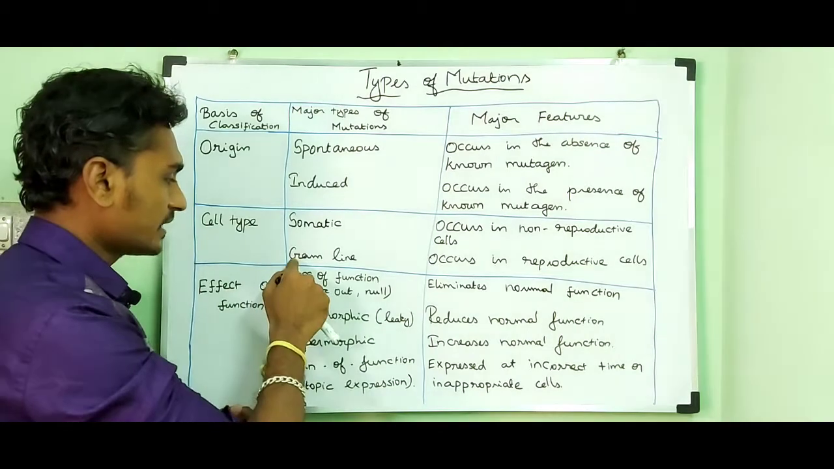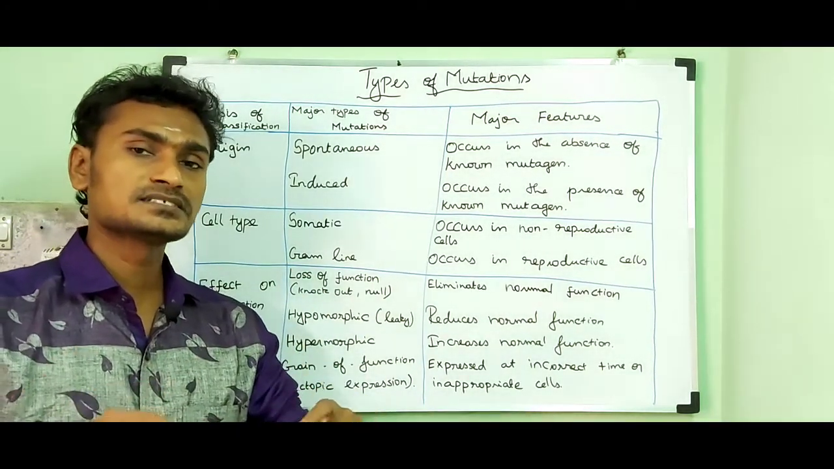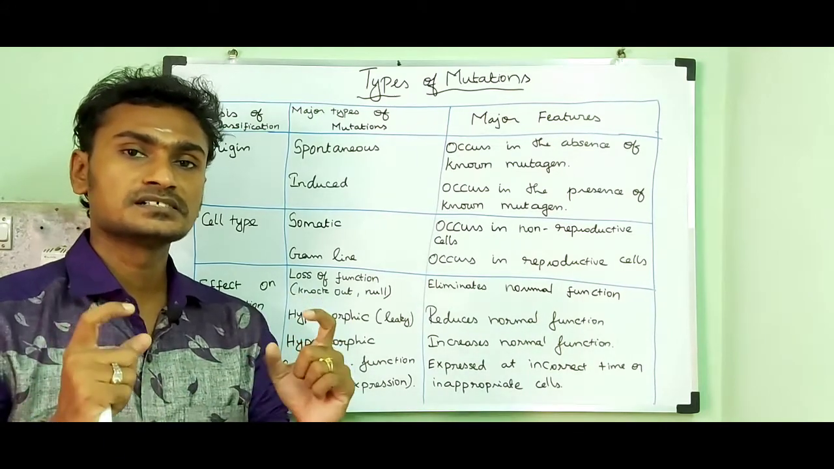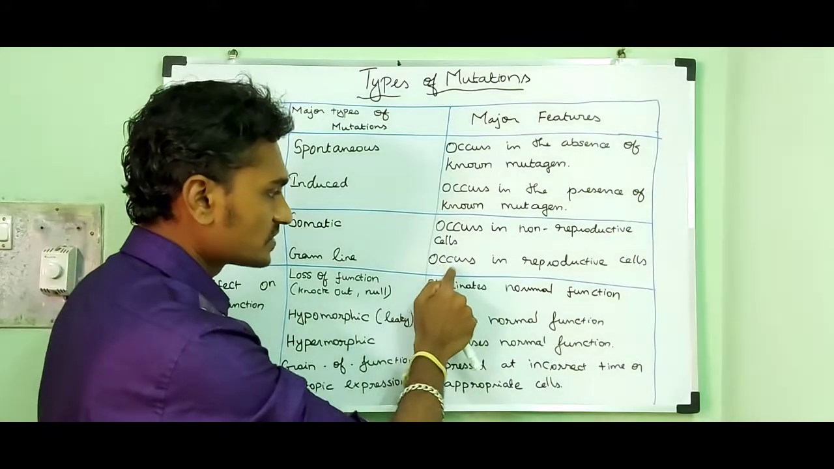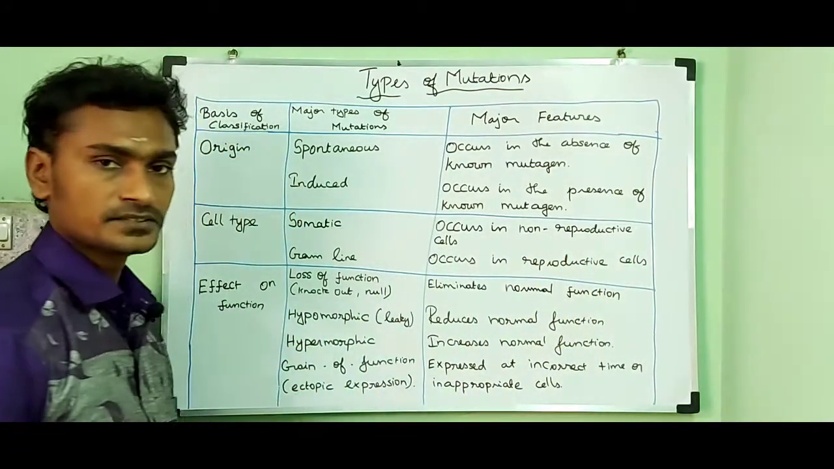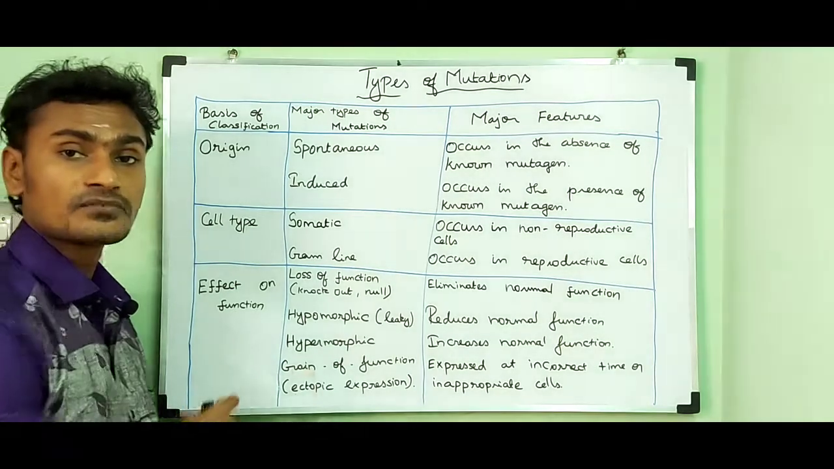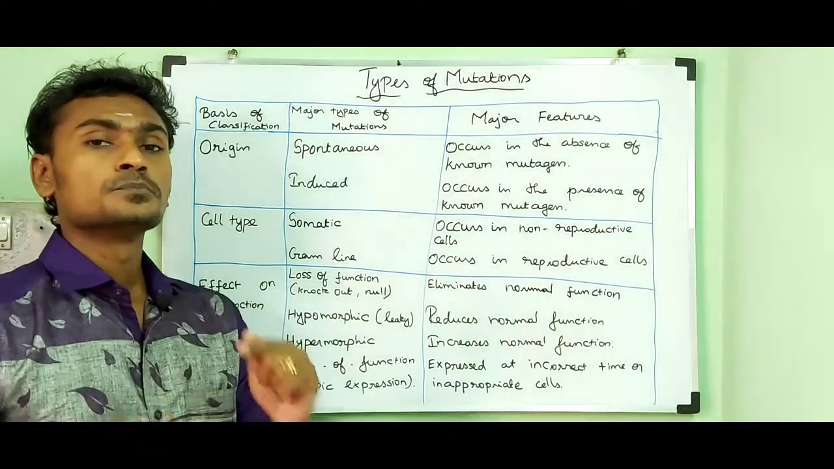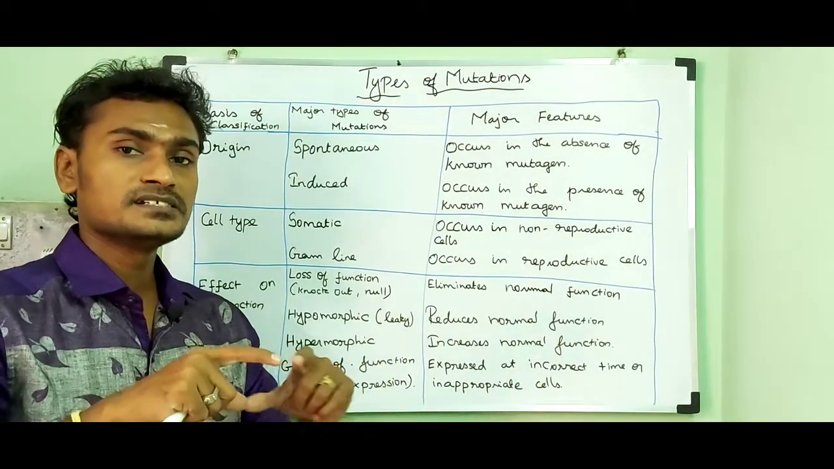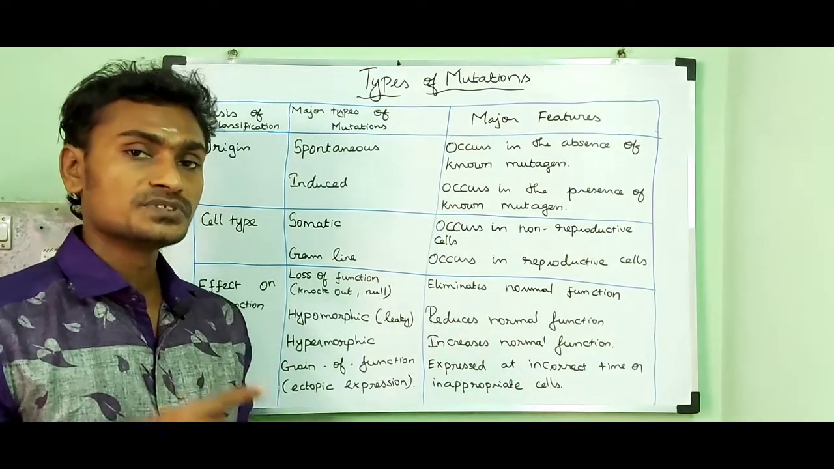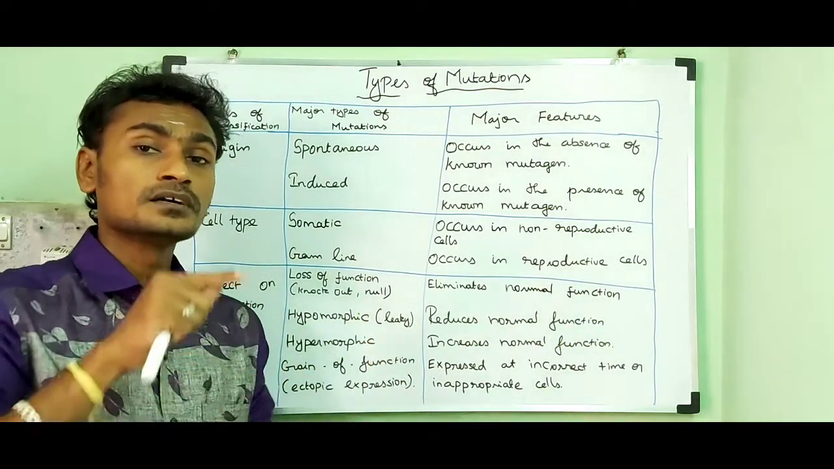Then the second one is germline cells. Germline cells means the mutation occurs in the gametes, or reproductive cells. So the mutation occurs in the reproductive cells. Then the third type is effect on function. The mutation can affect the function of the organism or the allele.